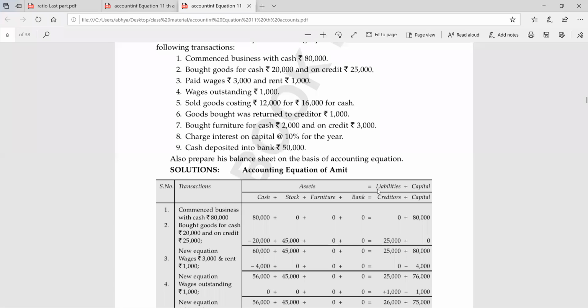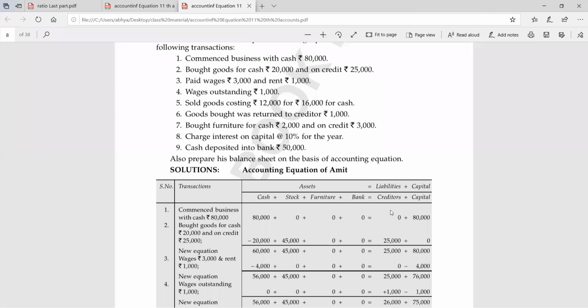That is, assets are equal to capital plus liability. Now you have to specify the assets. It means in this question, which assets will you be having? Cash, stock, furniture, and bank. 4 assets you are having on the basis of the above analysis. Then liabilities, 2 liabilities: capital plus creditors. Okay. Now I am starting with the first transaction.